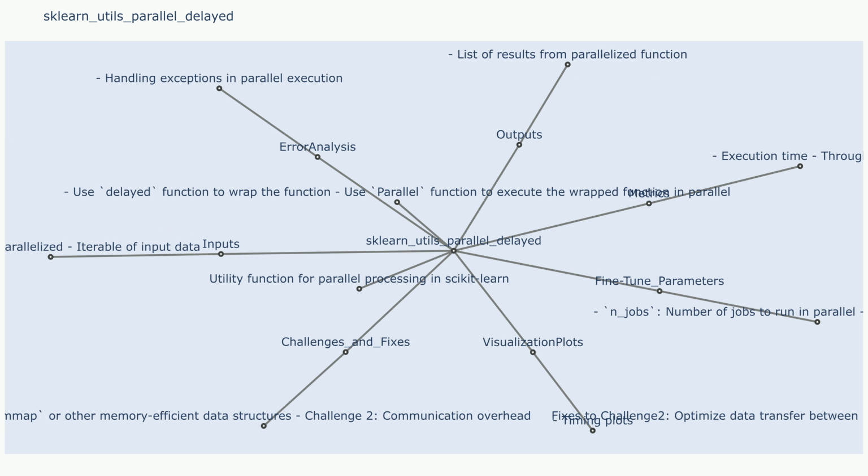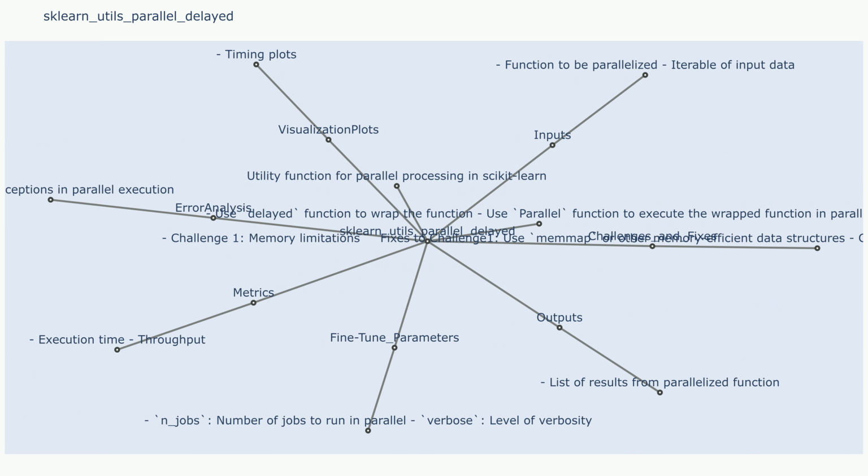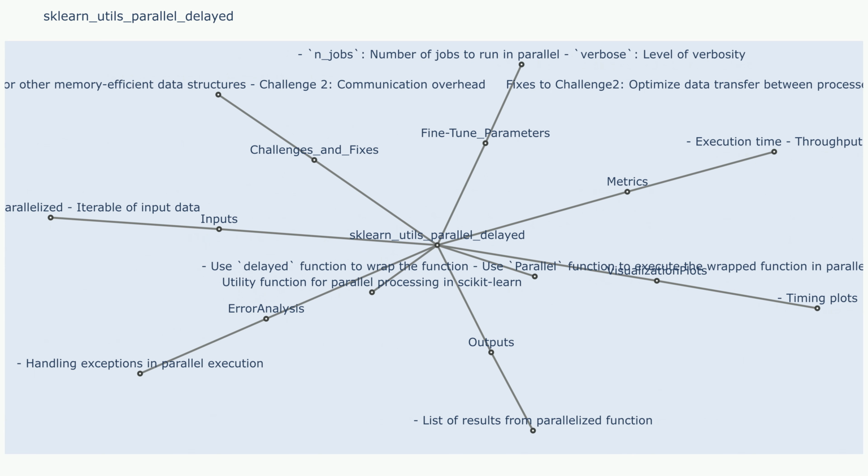Fixes to challenge 1: reduce memory usage in the function, optimize the function to minimize memory footprint. Increase system memory if possible. Upgrade the system's memory capacity. Chunk the data, process the data in smaller batches to reduce memory demands.